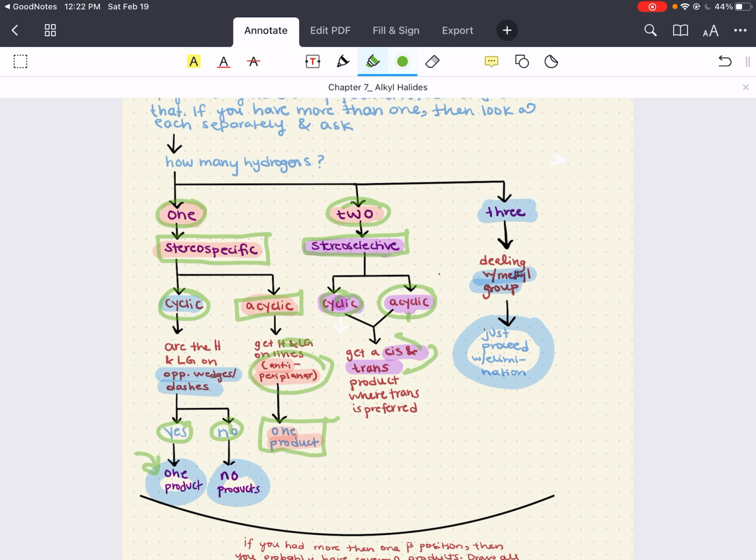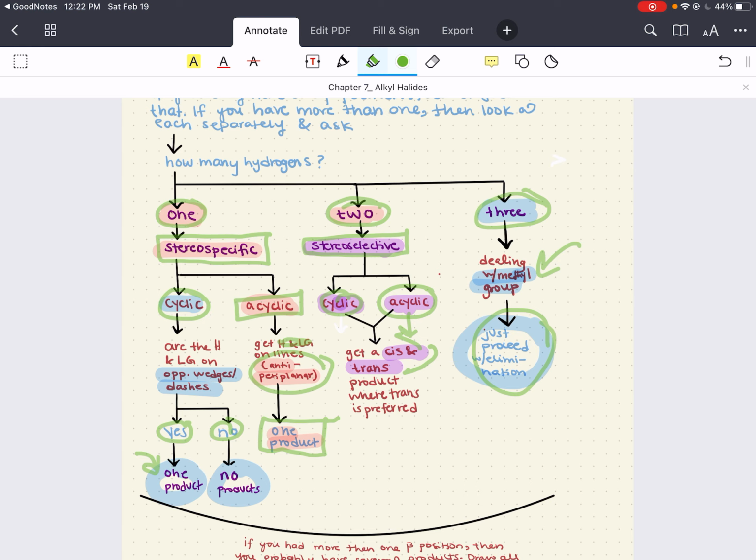All right, so for cyclic, you'll get both cis and trans. For acyclic, you'll get both cis and trans. For cyclic, you have to be careful. Just draw a double bond there, and that is it. Now, if there's 3 hydrogens at a beta position, you're just dealing with a methyl group. There is nothing to keep track of here. You're just going to proceed with an elimination reaction.